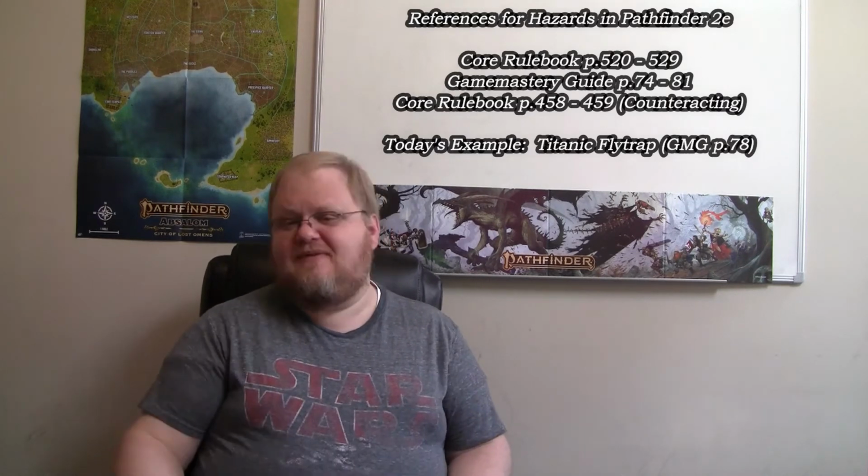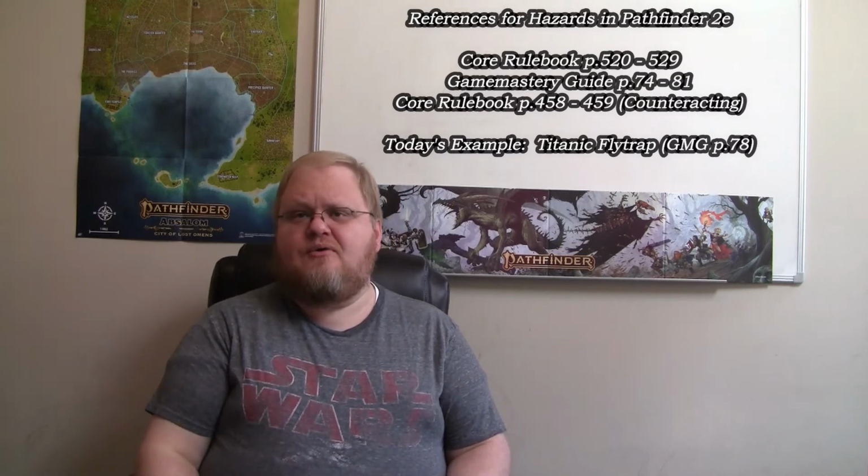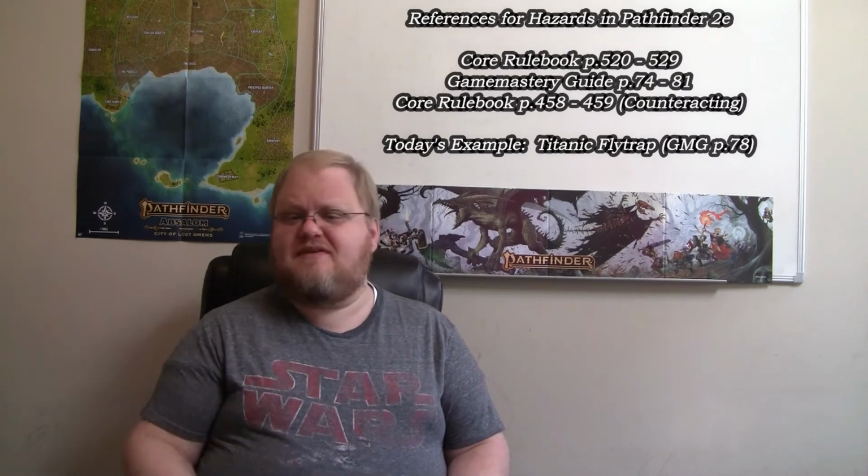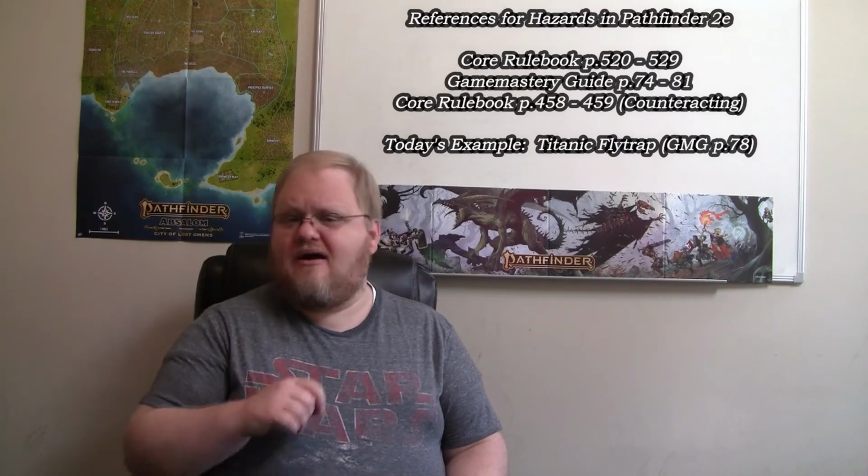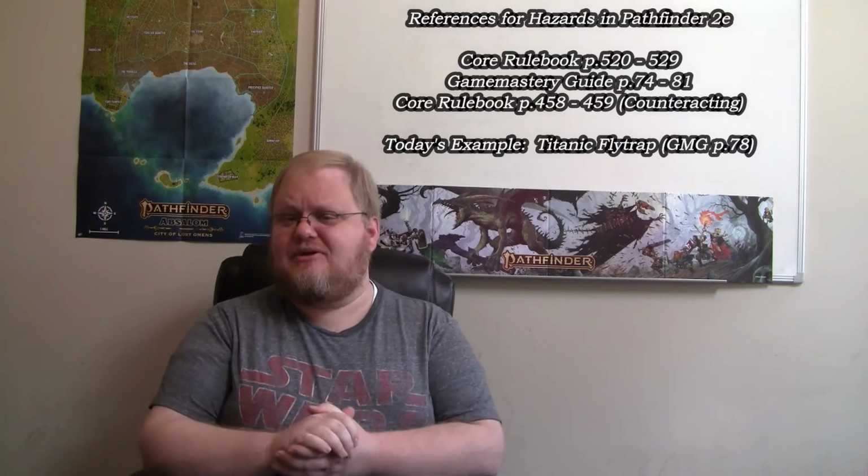One final reference that I would like to throw out, just in case you need this: some traps can be interacted with magically, and that means you will also want to be familiar with the rules for counteracting in Pathfinder 2e, which can be found on pages 458 and 459 of the core rulebook. So that's where you can go to read up on some more in-depth information, but let's get started.